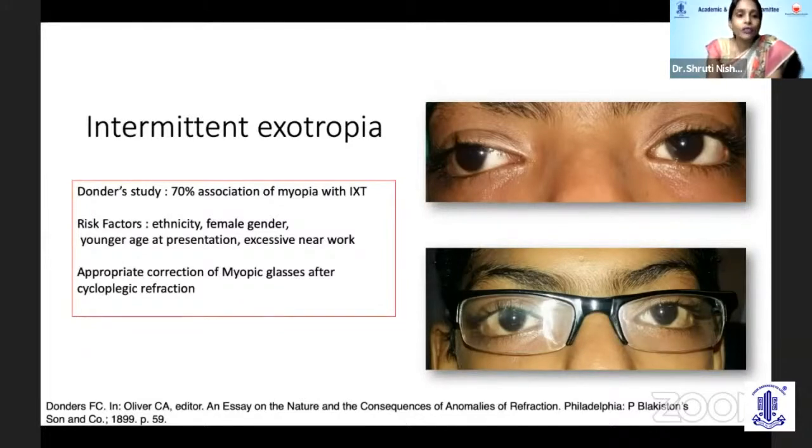The risk factors for intermittent exotropia with myopia are Asian ethnicity, because we are more predisposed to myopia, female gender, younger age, and excessive near work. It's very important to give them appropriate correction of myopic glasses and never to undercorrect such cases. So when you appropriately correct them, the control improves.